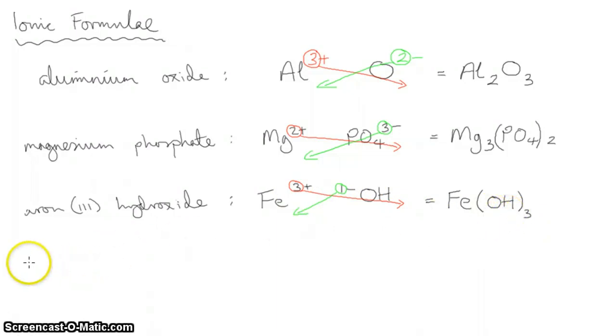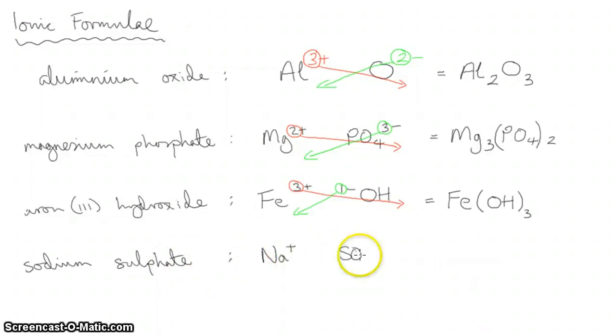One final example, if we have, say, sodium sulfate. Sodium is a plus ion, sulfate is SO4 2-. Okay, that's 1 plus the sodium. Wouldn't normally write the 1. So the 1 gives us the number of sulfates, and the 2, the sulfate, gives us the number of sodiums.